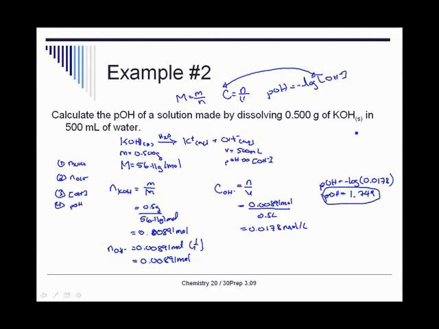This should make sense. KOH is a very strong base, so it should have a very low pOH, and it does. Its pOH is just about 2, which is much lower than 7. So it's very basic. So our answer matches what we should expect.